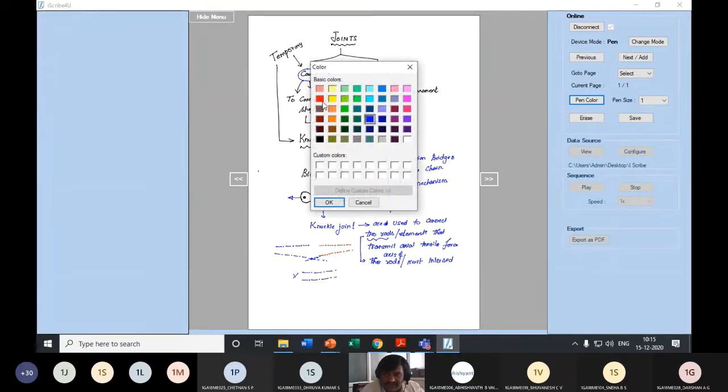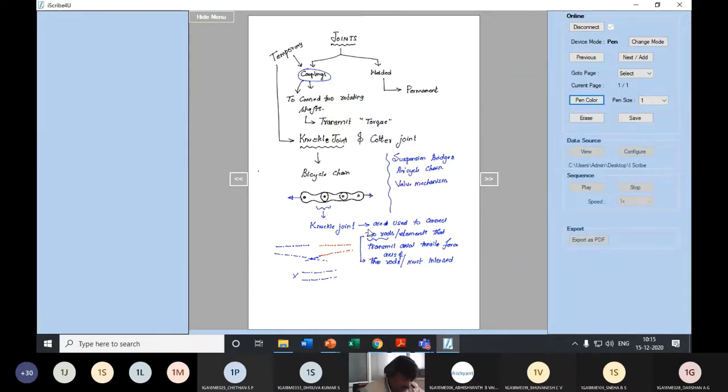So these are the different things. It cannot be used to transmit torque. So try to see, guys, now what exactly is a knuckle joint.